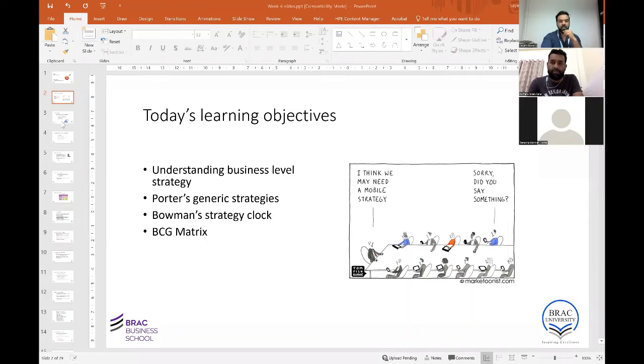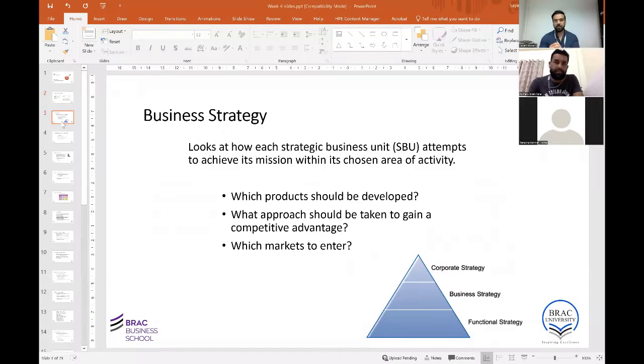So let us begin by understanding what is business strategy. Business strategy looks at how each strategic business unit attempts to achieve its mission within its chosen area of activity. Which product should be developed, what approach should be taken to gain a competitive advantage, and which markets to enter. As you can see in this pyramid, this is how the strategy cascades down from the top to the bottom. It starts with corporate strategy, then business strategy, and then comes functional strategy.